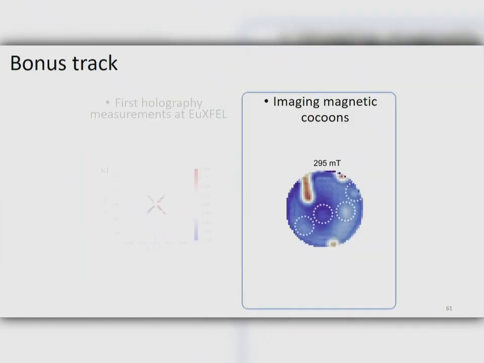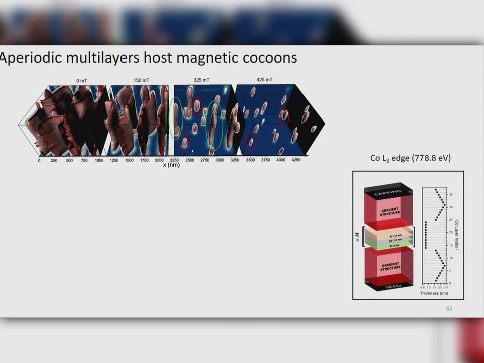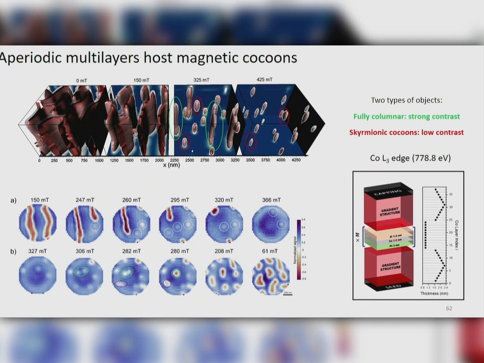Finally, something that Peter showed, and I don't remember who else showed, I think you also showed it. This is a work where I was almost involved, but I left CNRS Thales at that moment. And it's about magnetic cocoons. How you can build these magnetic cocoons is by having this aperiodic multilayer growth. So these are X-ray images, not holography, of these cocoons, where the strong contrast are fully columnar magnetic structures, and this small contrast, which is more faint and lower than the other contrast, are these magnetic cocoons.